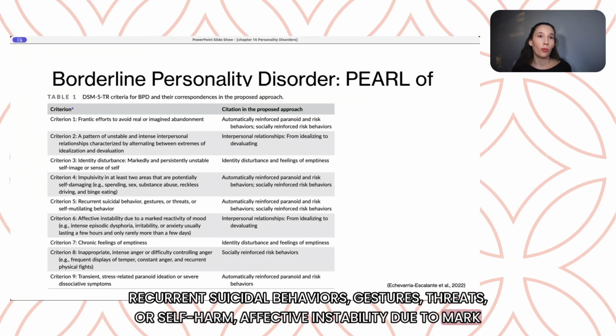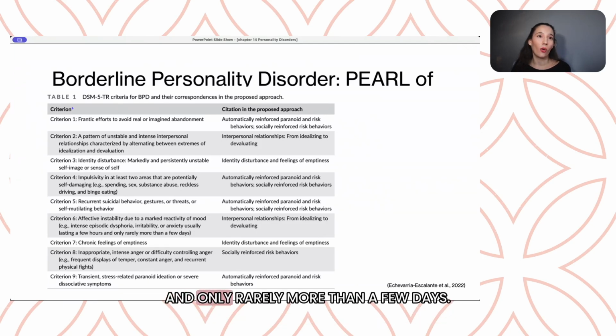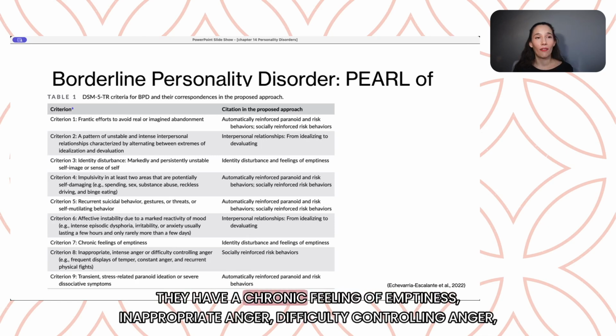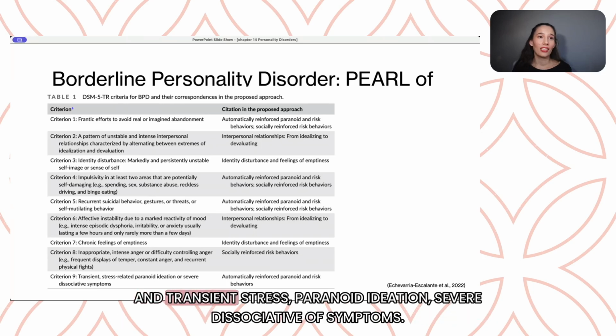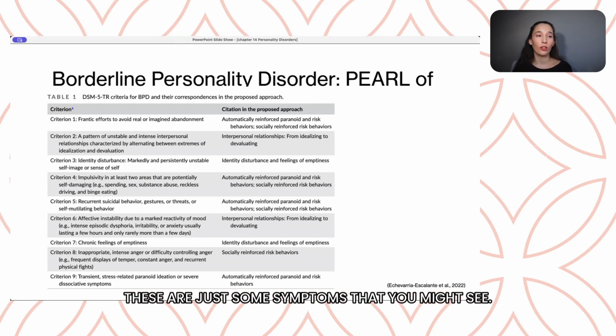Affective instability due to marked reactivity of mood. So they could have intense episodes of dysphoria, irritability, or anxiety lasting a few hours and only rarely more than a few days. They have a chronic feeling of emptiness, inappropriate anger or difficulty controlling anger, and transient stress-related paranoid ideation, and severe dissociative symptoms. Now, people don't need to have all of these symptoms. These are just some symptoms that you might see.